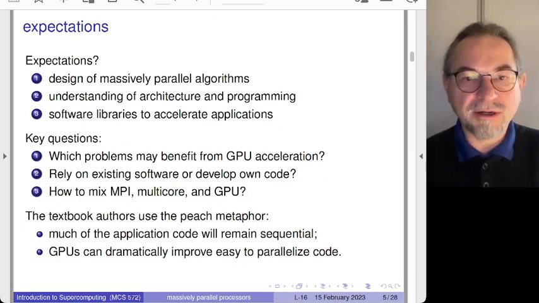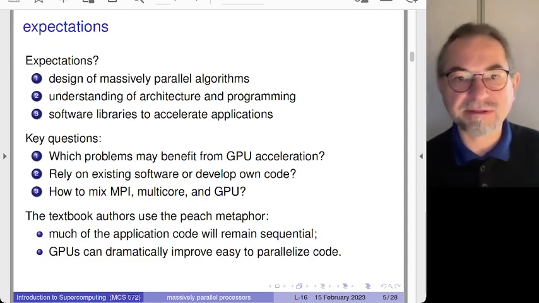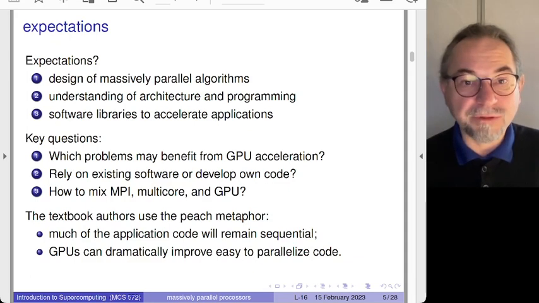Okay, so this is an introductory course in supercomputing. One can certainly spend one entire semester course on GPU computing. So we unfortunately do not have the time for this. So the purpose of this lecture and the next six ones is kind of to give a flavor, with the goal of understanding.